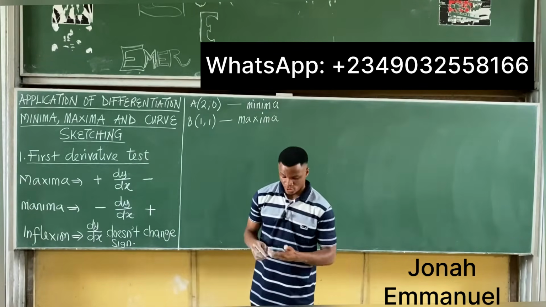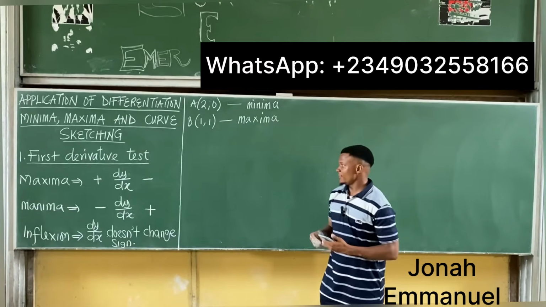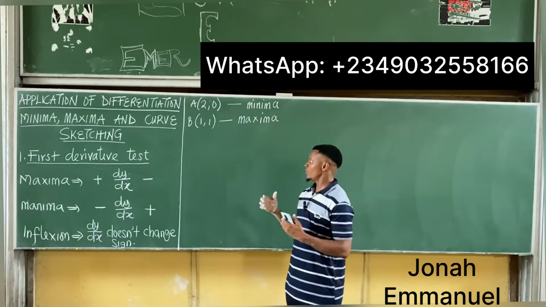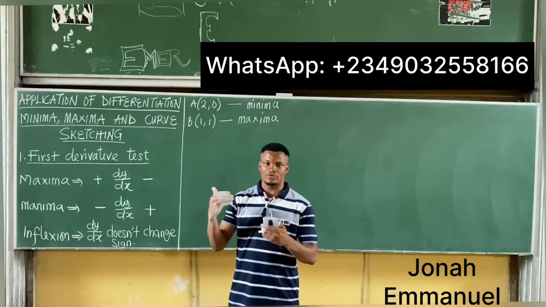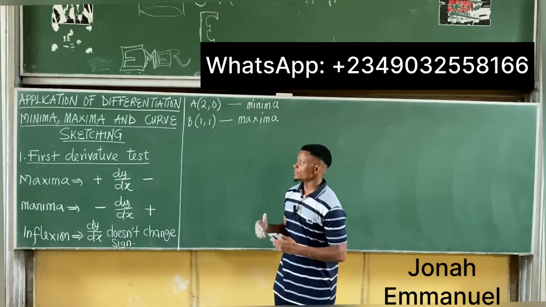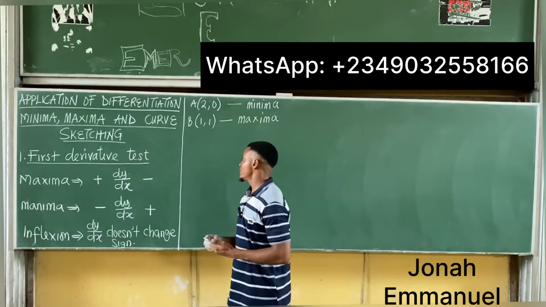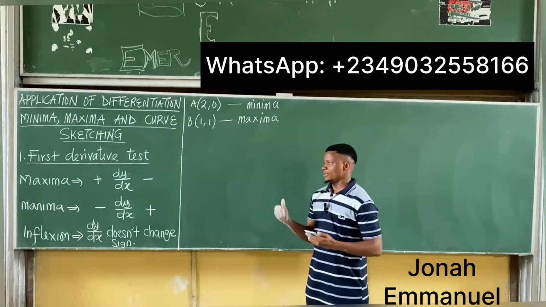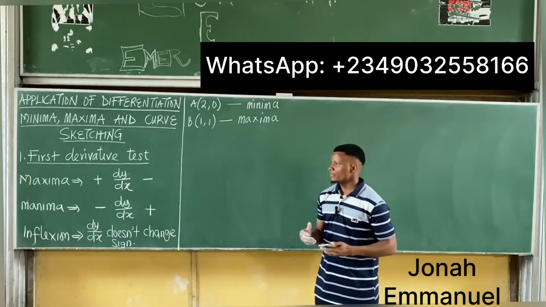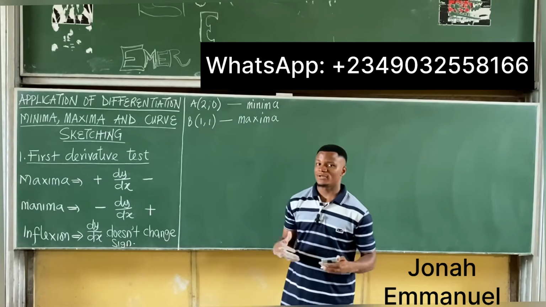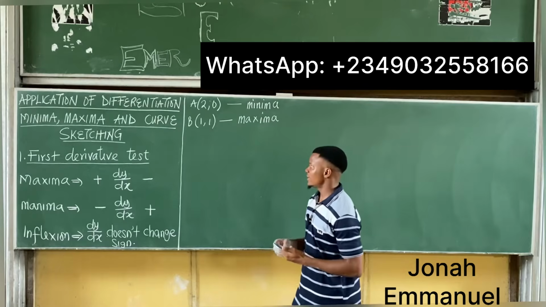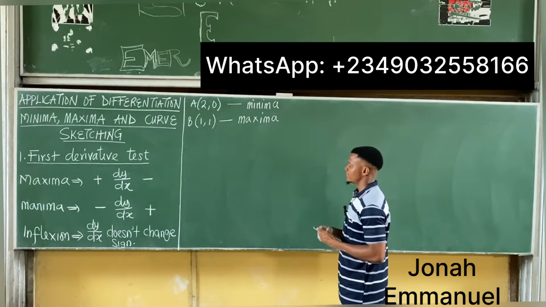All right, so we established two facts here. The first fact was that A being (2, 0) is a relative minima, while B being (1, 1) is a maxima. So this is how we calculate minima and maxima. But how does this apply to helping us sketch curves? Let's see how we can sketch curves using this concept.